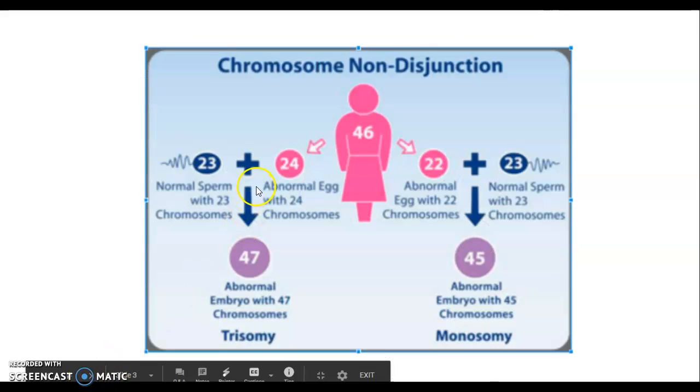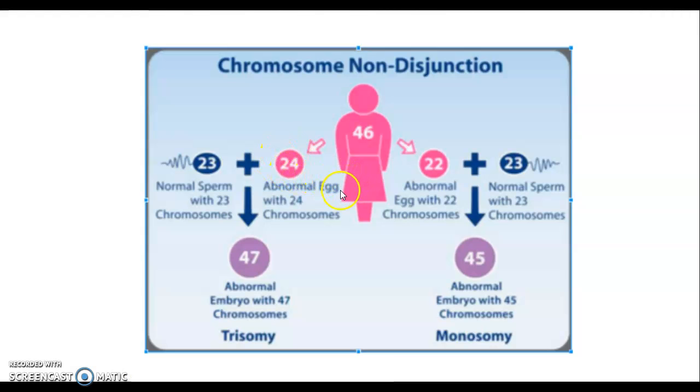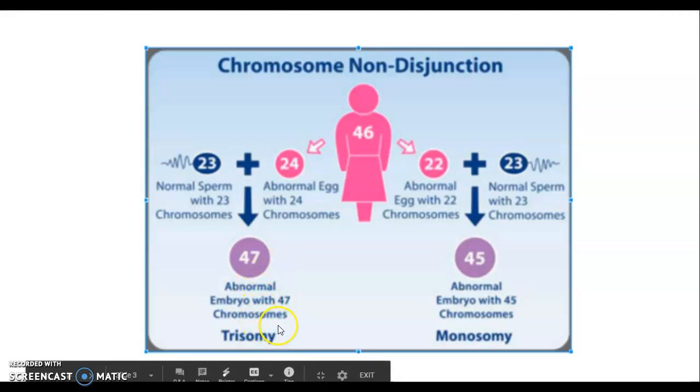So chromosomal non-disjunction in humans could result in either the male or the female having an abnormal number of chromosomes, either too many or too few. And then the offspring having too many chromosomes would be called trisomy, and having too few is monosomy. So there are different disorders of trisomy and monosomy, and I encourage you to look those up to learn more information about those.